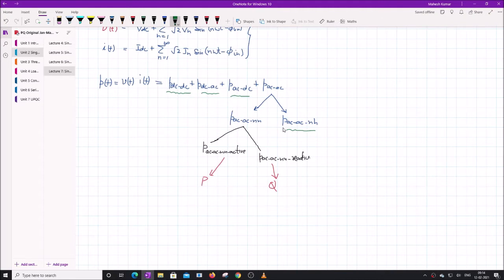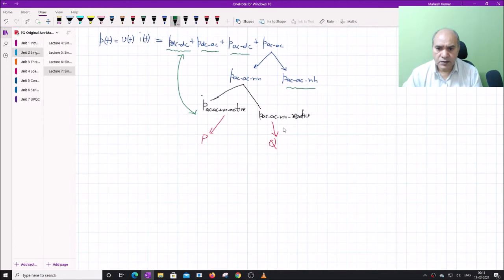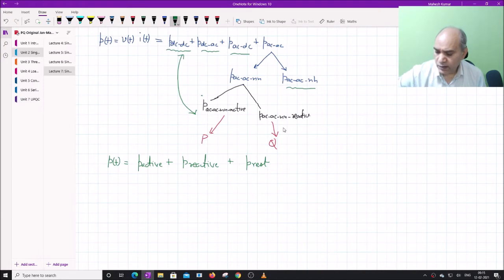If we look carefully, these together form a kind of active power, because this is a similar frequency component, DC into DC, this is AC into AC of the same frequency, and this is DC into DC. So it basically combines into the active part, reactive part and rest of the part. The whole expression can be written as p(t) equal to P active plus P reactive plus P rest.